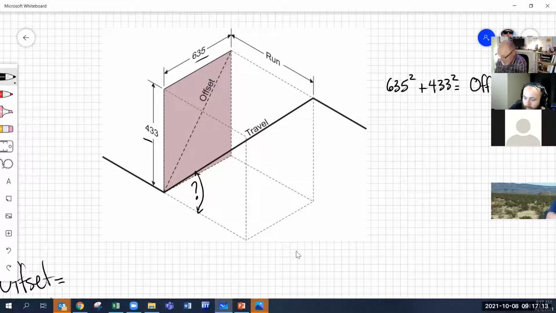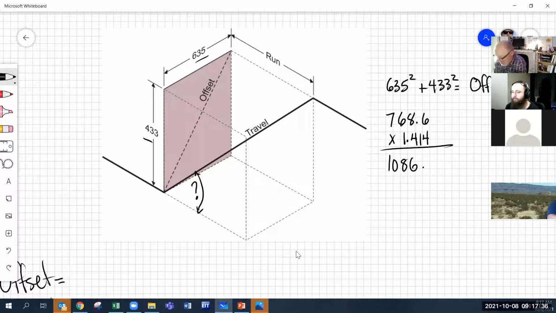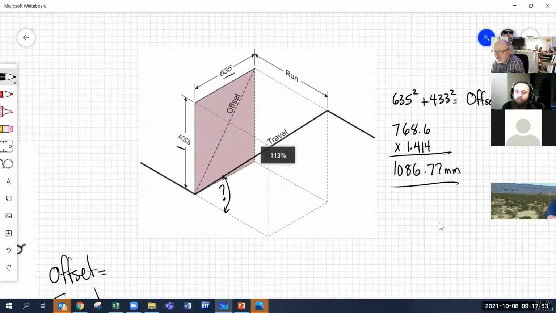And my offset is equal to 768.6. And now to find the travel, I simply times by 1.414. And my travel then is something like this. So that's using that formula that we just saw to do it again for that one. Any questions so far?